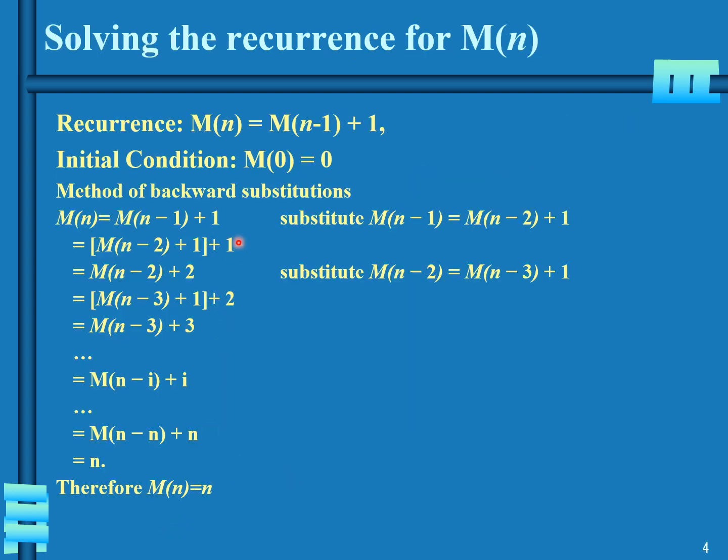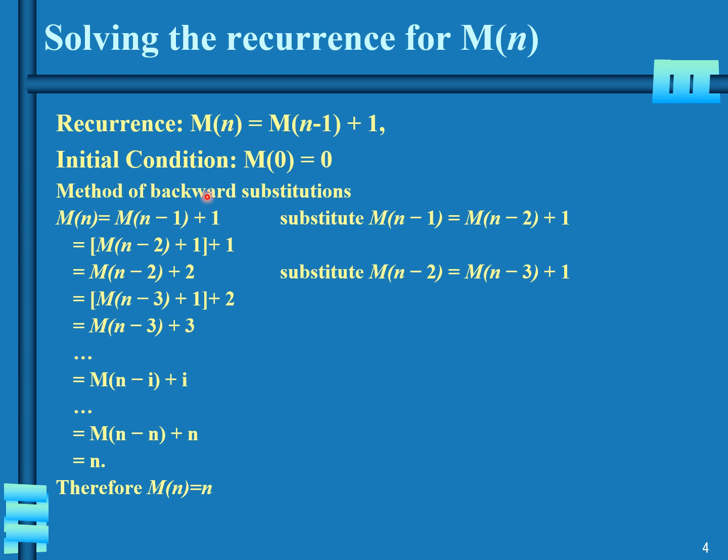The required recurrence is M of n equals M of n minus 1 plus 1, since the basic operation is multiplication. This means that you are performing the multiplication M of n minus 1 times, and the plus 1 indicates the multiplication of f of n minus 1 into the value of n.